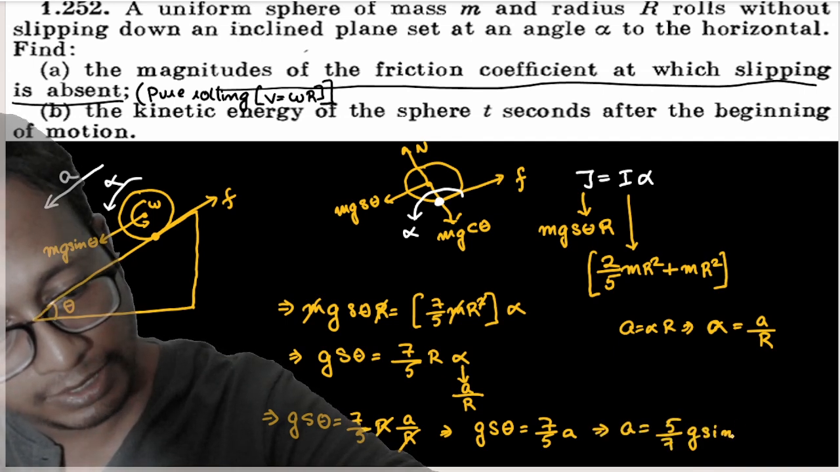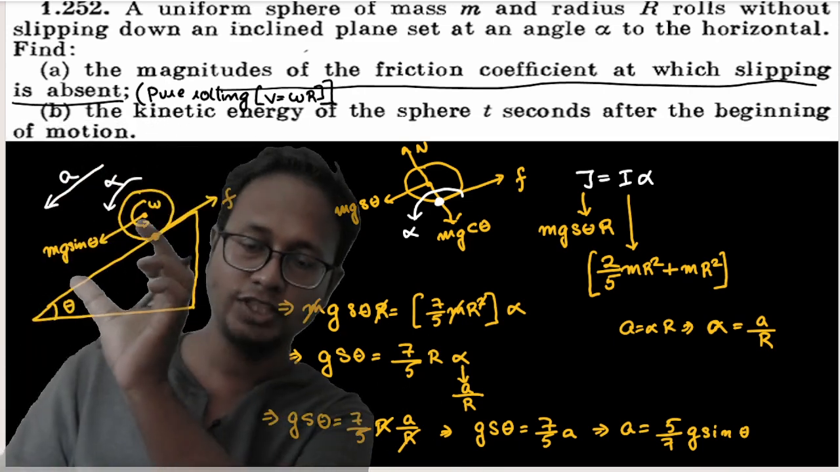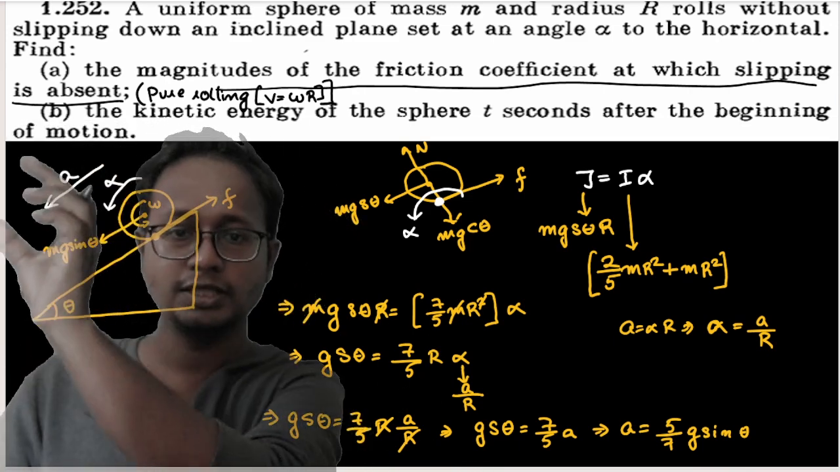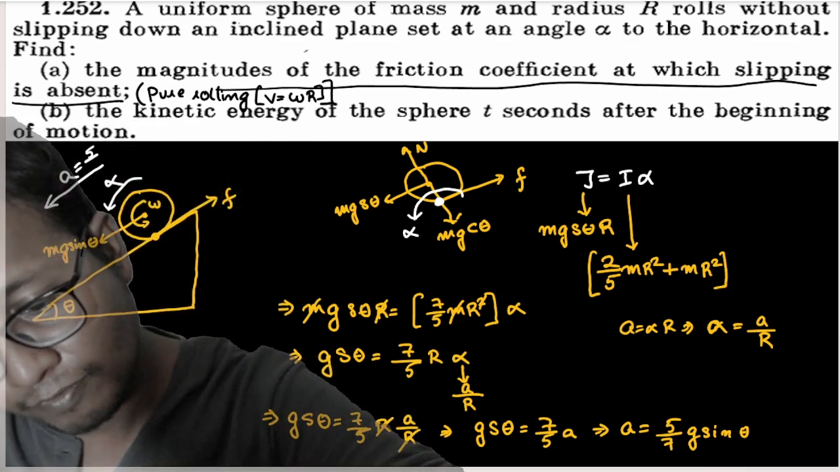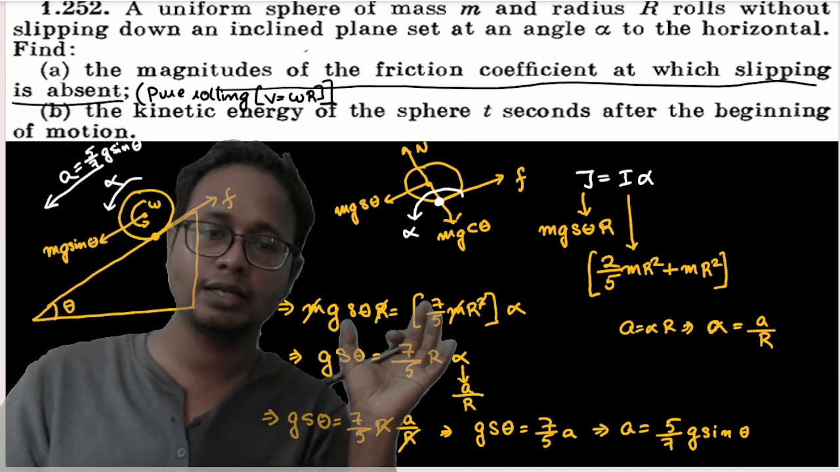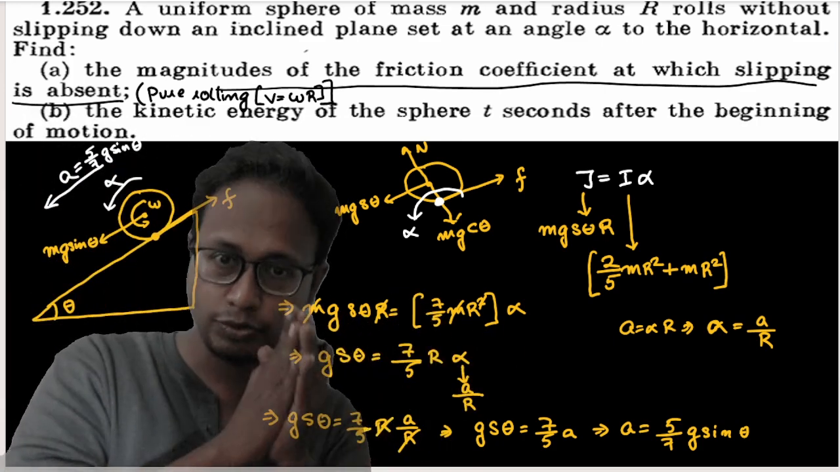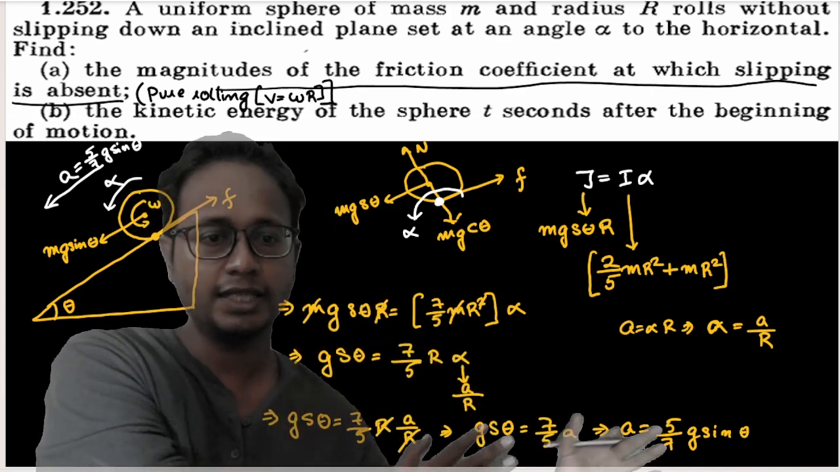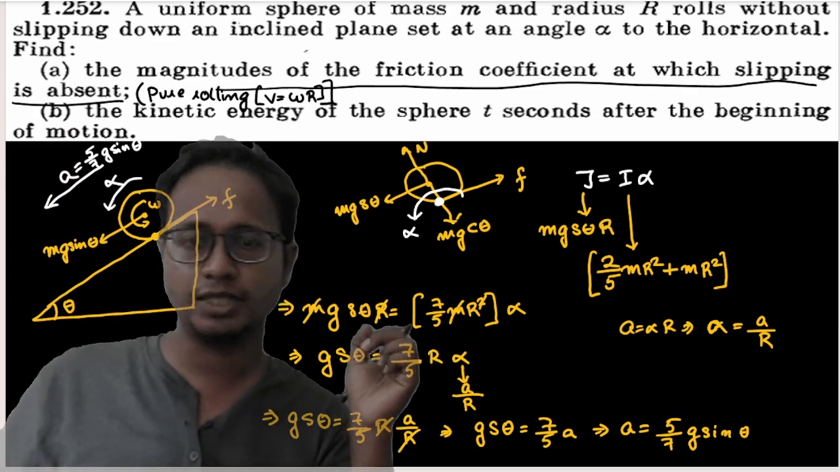So the linear acceleration of this block as observed from ground frame of reference is nothing but 5 by 7 g sin theta. I'm just playing with equation. The condition for pure rolling is nothing but v is equals to omega r, a is equals to alpha r, and s is equals to theta r. Using that condition I have obtained this equation. Now the magnitude of friction force for which slipping is absent.